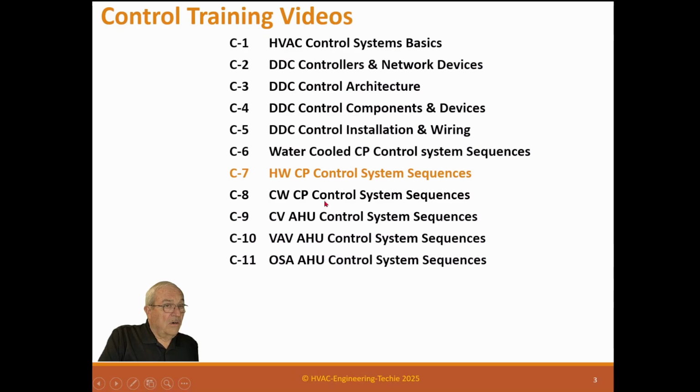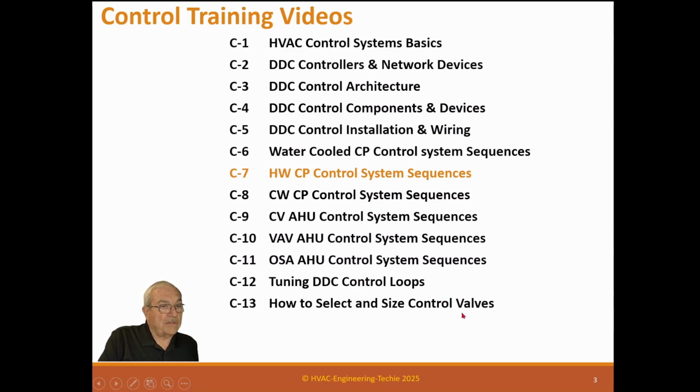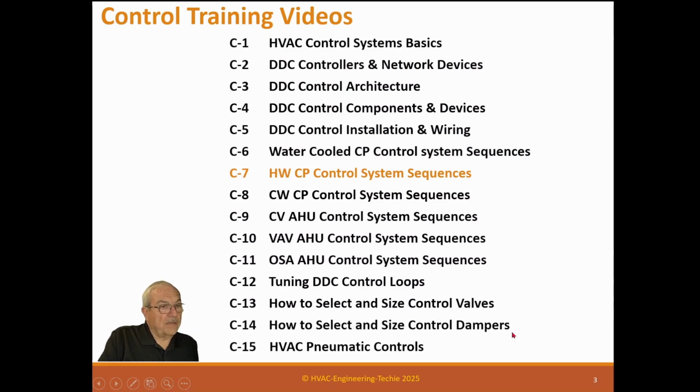Now, all these sequence ones are designed to go much deeper than we've gone in past videos, which were just a high level. These go into detail of exactly how they should be programmed to work successfully. So hopefully you get something out of these. C12 is tuning loops, which is very important. C13, how to select and size control valves. C14, how to select and size control dampers. C15, how pneumatic controls work. So all of these are important for a well-rounded education of controls. I hope you get time to go through them.